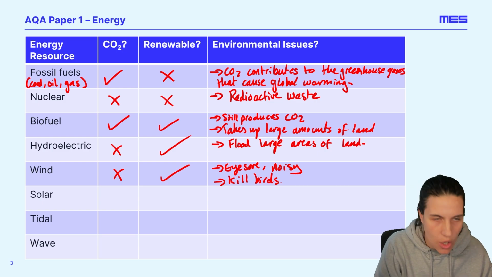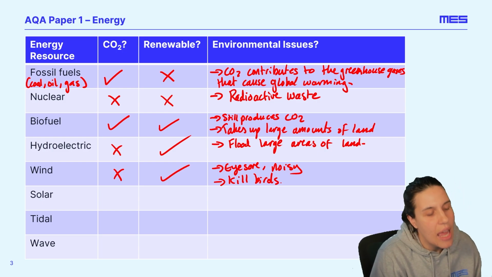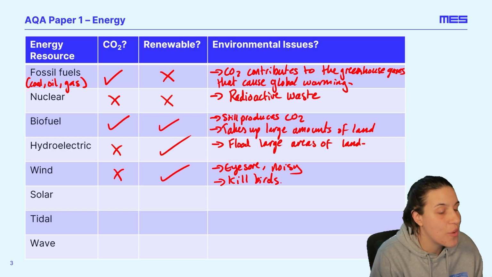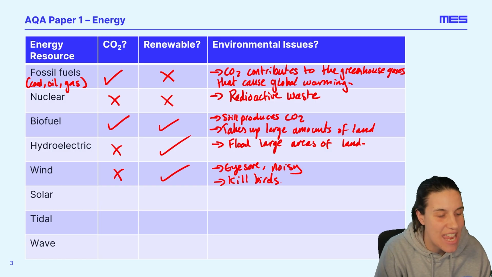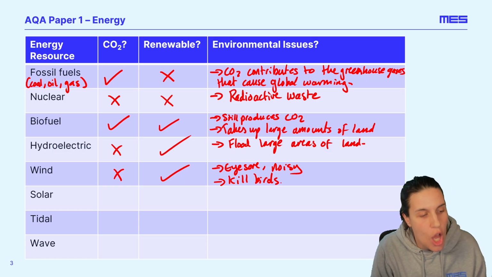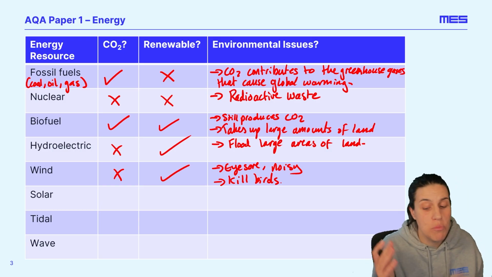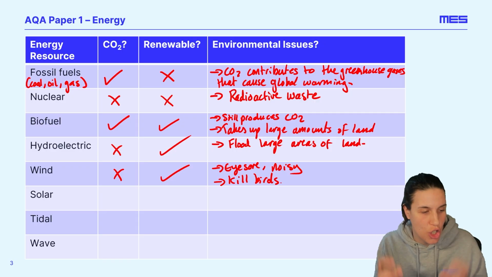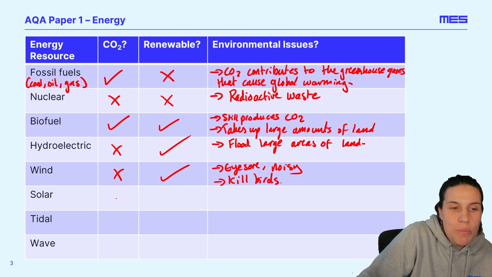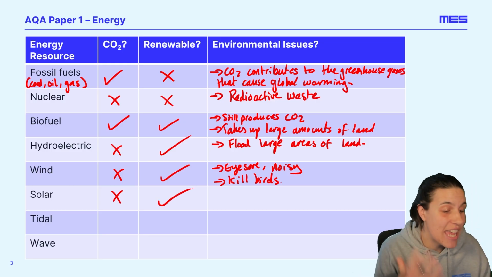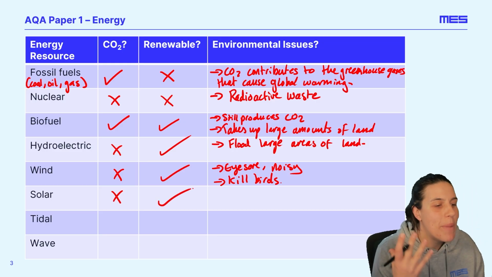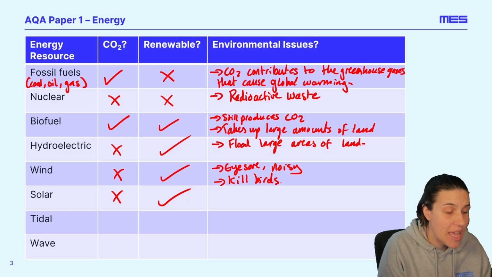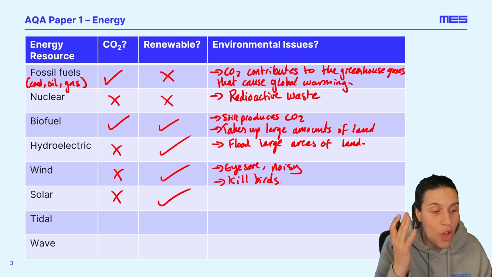Right, solar is next. So this is using the solar energy that we get from the sun and converting it into electricity using solar cells. You might have seen solar panels on the top of someone's house. That is solar. They don't produce carbon dioxide, and yes, it is a renewable energy resource, but there are several issues with it, mainly that it takes up a lot of land.